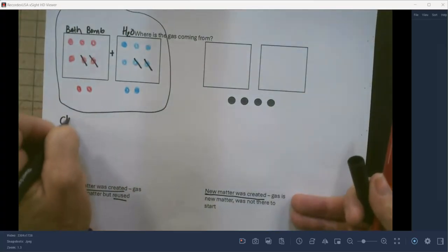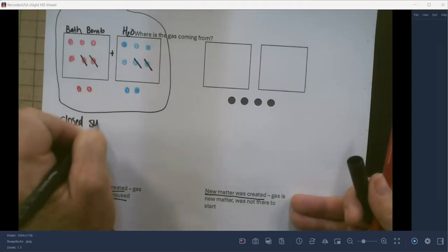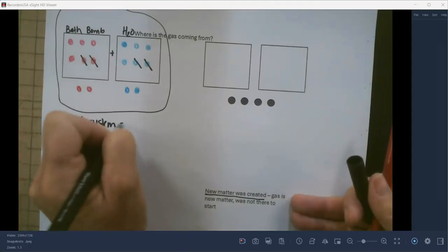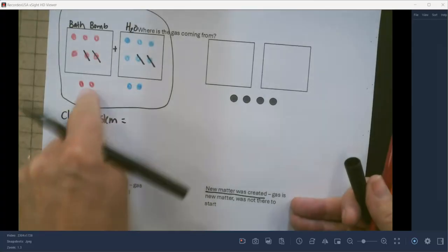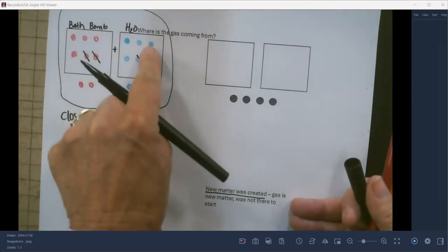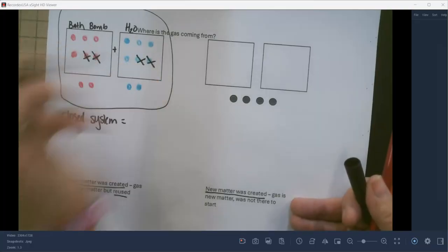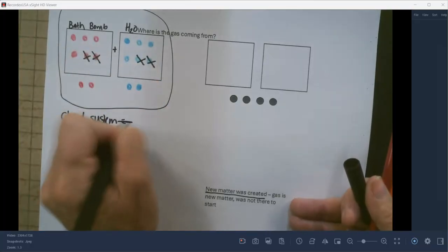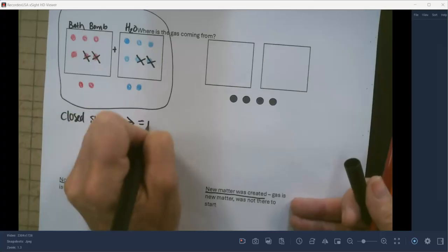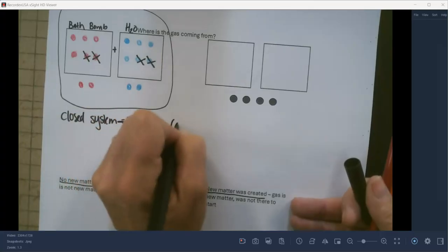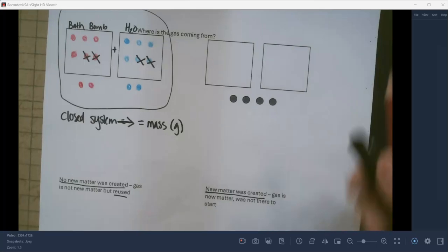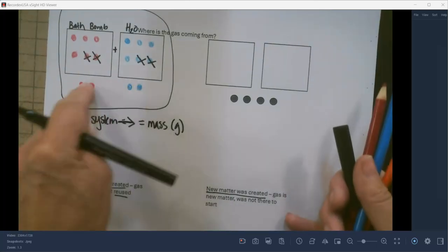So if this was a closed system, and here's my water bottle, a closed system, then in a closed system, this was closed, these gases had nowhere to go. We started with 6 and 6, we ended with 6 and 6. I'm going to actually cross it out, so those aren't there. So in a closed system, the mass should stay the same because we have not added or taken away any of that matter, any of these particles.